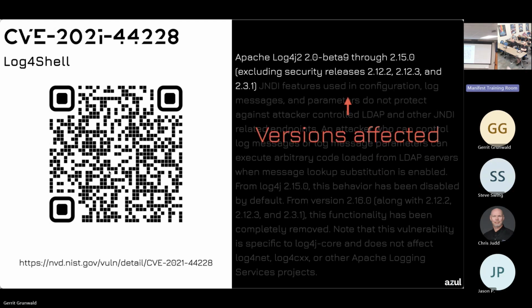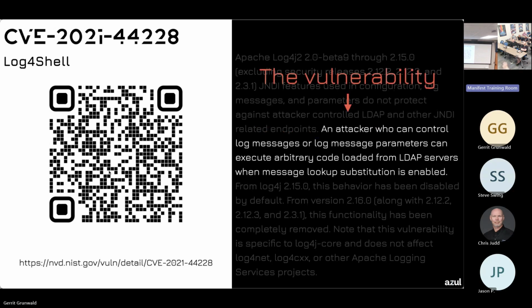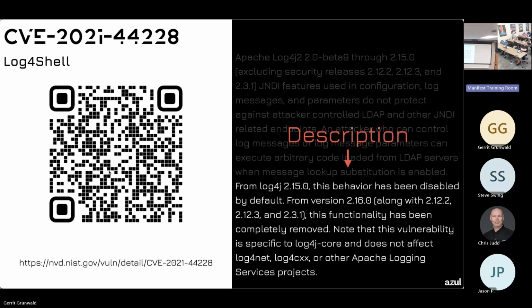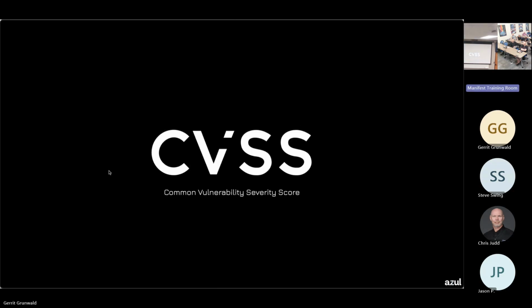And it tells you the versions that are affected by that. And then it tells you the vulnerability, so what happens if the vulnerability attacks you. And then also the description of how the whole thing works. And you will find that for all the CVEs that are in the NVD database, which is quite interesting. And as I mentioned, you can access it via an API.